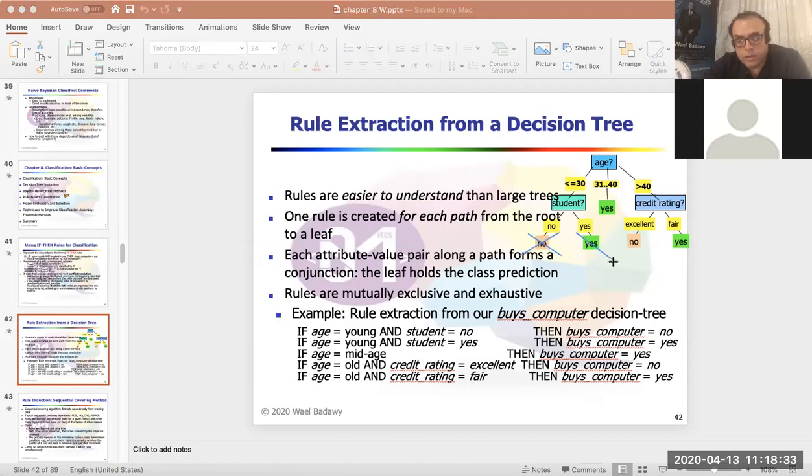I will cross this one. I will cross this one. I will cross this one. And with the last rule, I will cross this one. So once you have all the leaves or all the decisions crossed, it means you have a complete coverage between the rules and the data set.